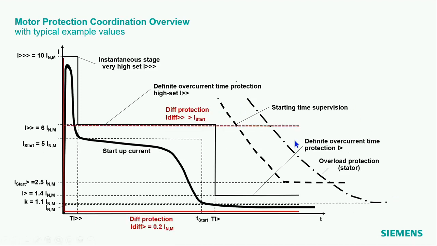Additionally, if we have a differential protection, now you see we have the big advantage. We can set this stage to a very low value below the load current here. And for this, I can use the differential protection. And I have a second one, the faster one, which I would like to put over the starting current. And finally, we have the load jam protection.